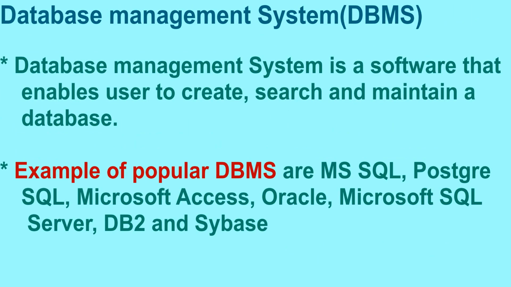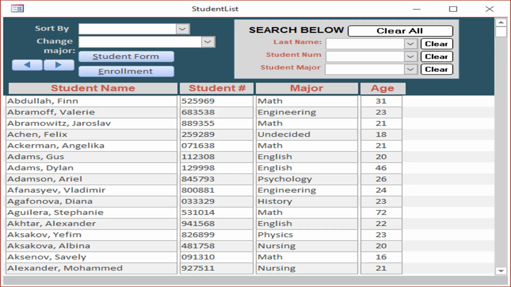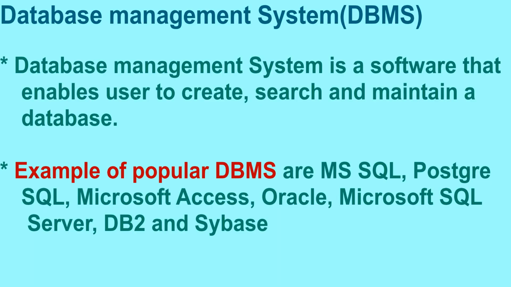First we shall discuss about Database Management System, also called as DBMS. To create and maintain a database on a computer, we need a database program called the Database Management System or DBMS. Database Management System is a software that enables users to create, search and maintain a database. For example, schools use DBMS to store data about students. Examples of popular DBMS are MS SQL, PostgreSQL, Microsoft Access, Oracle, Microsoft SQL Server, DB2 and Sybase.